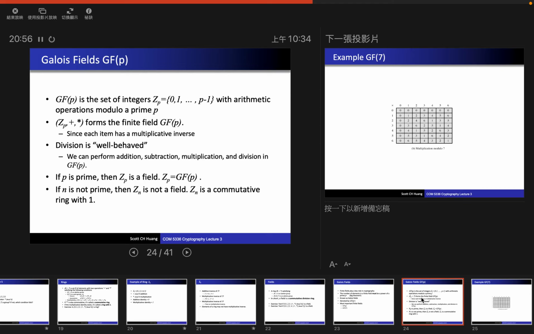The thing is, we have to verify this later: every element except for 0 has a multiplicative inverse. Okay? So if that happens, then division can be thought of as multiplication with the inverse.